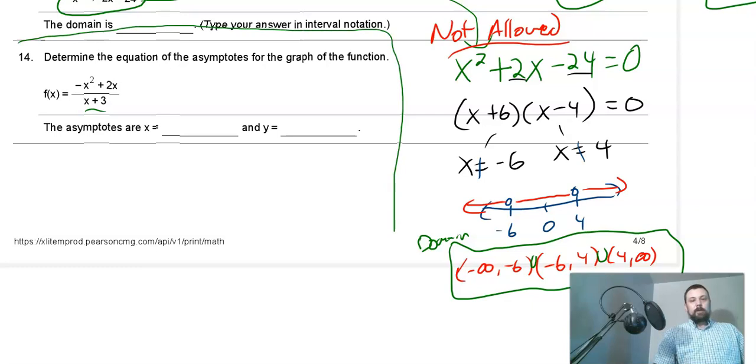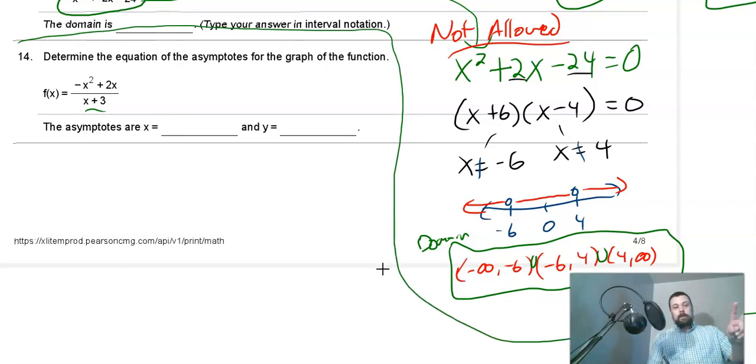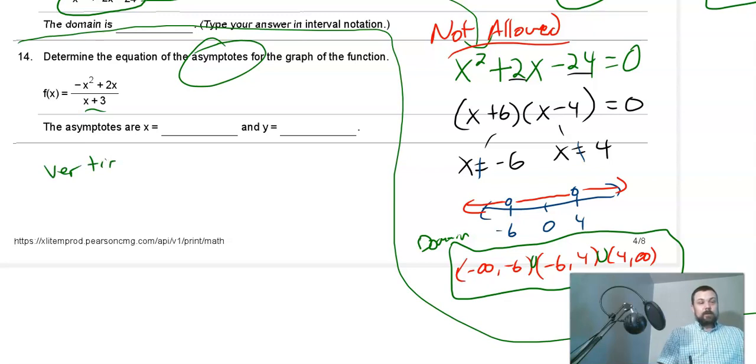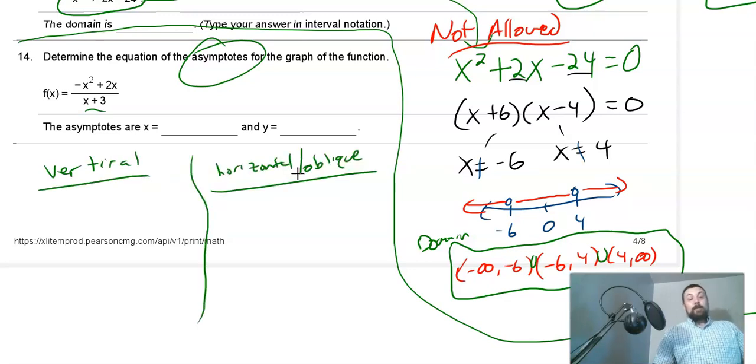All right, so that's number 13. We only have 2 more problems left, so we're pretty close to being done. Number 14, determine the equation of the asymptotes. Remember, there are 2 types of asymptotes. There are vertical asymptotes, and there are horizontal or oblique asymptotes. Horizontal or oblique asymptotes, there's only one of these, right? It'll either be horizontal or oblique.